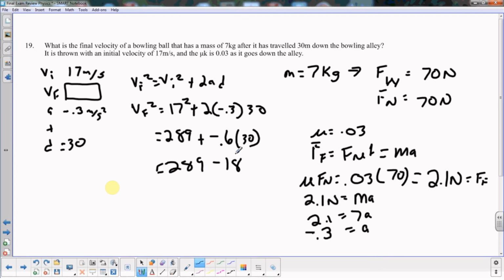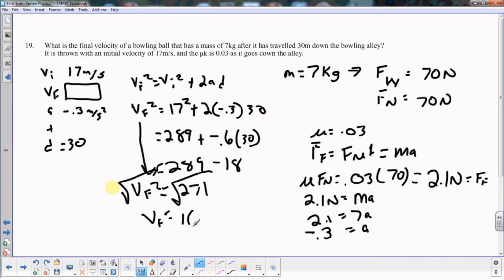271. VF squared goes all the way down. VF squared equals 271. Take the square root. So VF will equal 16.46 meters per second.